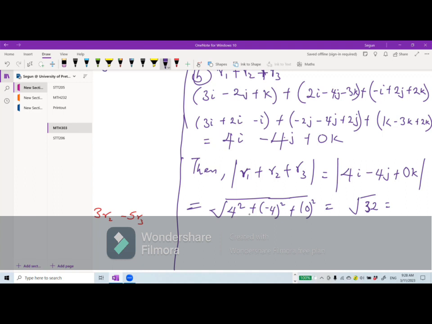We can now break this down by saying that we have 16 multiplied by 2. I have the square root of 16 times 2, which is 32. I can now say the square root of 16 multiplied by the square root of 2. So the square root of 16 is 4, times the square root of 2. So this is the solution for B.